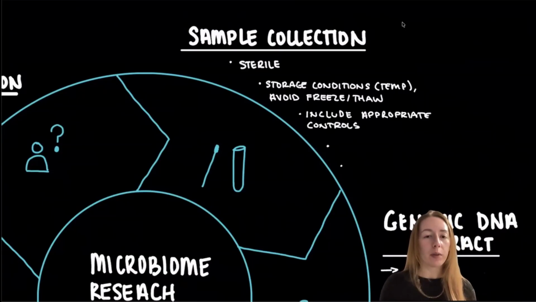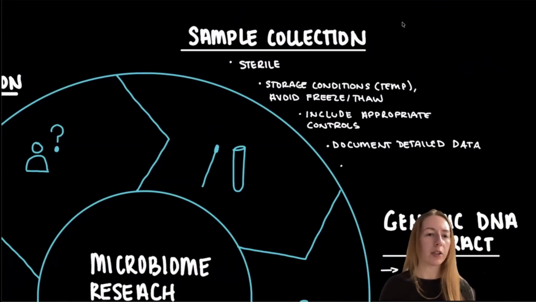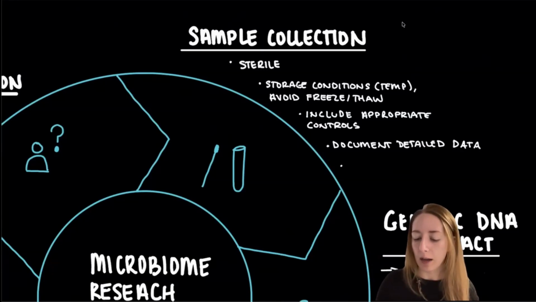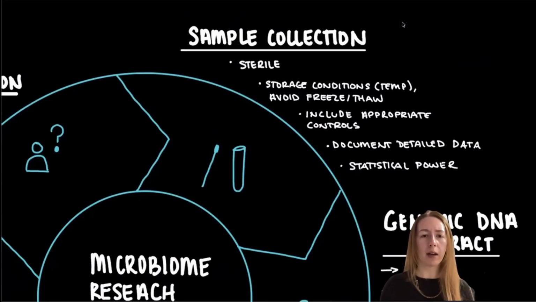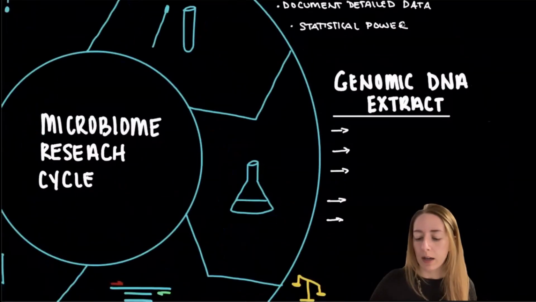And then we want to make sure that we include appropriate controls, whatever that might look like for your specific experiment. Document metadata, so as much information as you can: sex, weight, age, even metadata that you might not think is important at the beginning. It might end up driving some differences in the microbiome later as you analyze. And then making sure you have enough samples to work with. And so we want to make sure we have enough statistical power with our sample size.